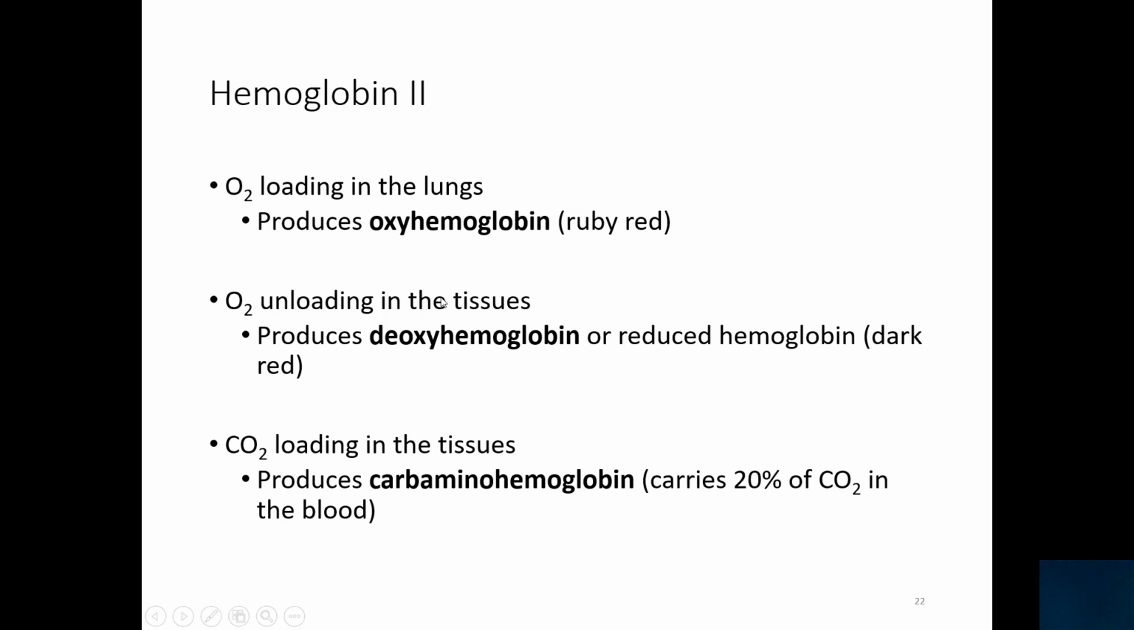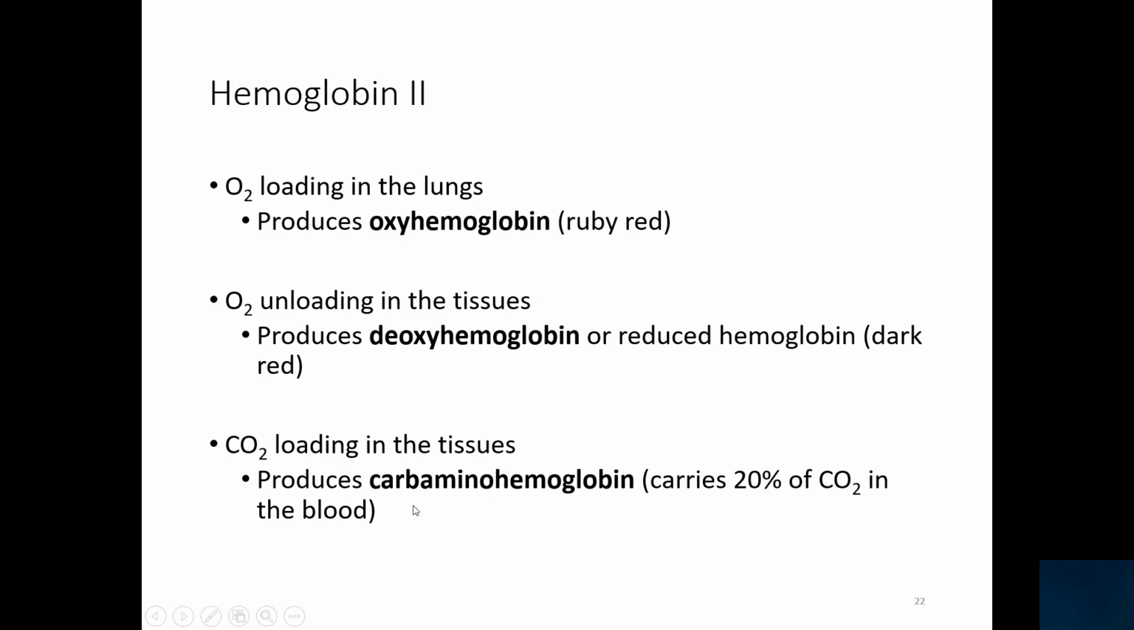So arteries carry oxygen to the tissues, and that's where oxygen detaches itself from heme, from iron, and goes to the tissues. Now, when hemoglobin is not carrying oxygen, it is called deoxyhemoglobin, and that makes blood darker. So blood in our veins that is returning from the tissues back to the heart is darker compared with arterial blood.